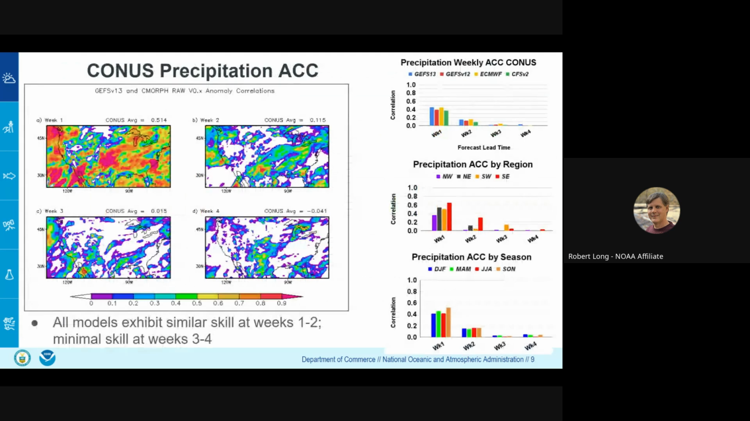When we move on to looking at correlation skill for precipitation, it's kind of a mixed bag. The GEFS13 shows similar to maybe slightly better correlation skill at weeks 1 and 2, but no skill at longer leads at weeks 3 or 4. And again, this is consistent with what we find when we look at the other hindcast models.